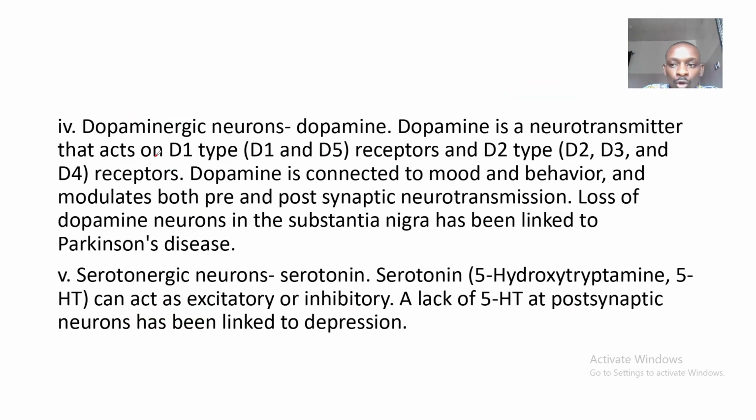Okay. How about dopaminergic neurons? They release dopamine. Dopamine is a neurotransmitter that acts on D1 type, that's D1 and D5 receptors, and D2 type, that's D2, D3 and D4 receptors. Dopamine is connected to mood and behavior and modulates pre- and postsynaptic neurotransmission. Loss of dopamine neurons in the substantia nigra has been linked to Parkinson's disease.